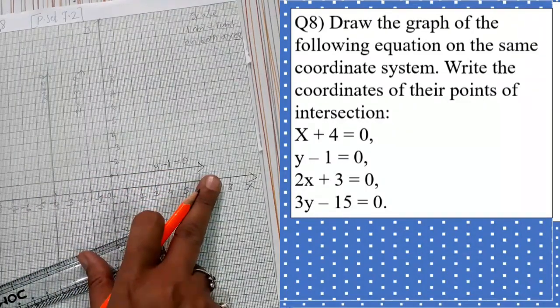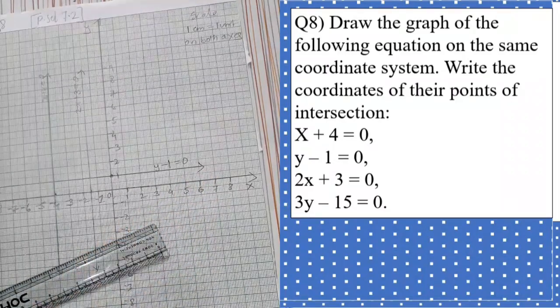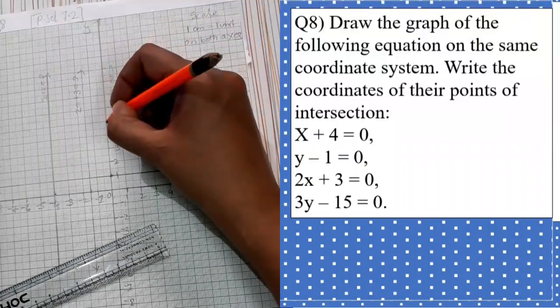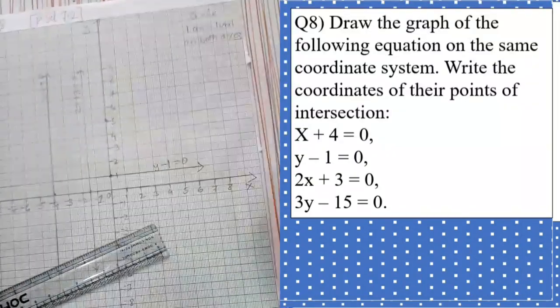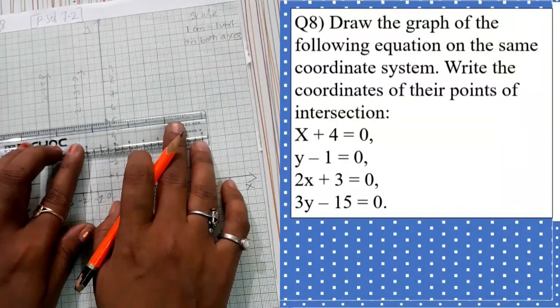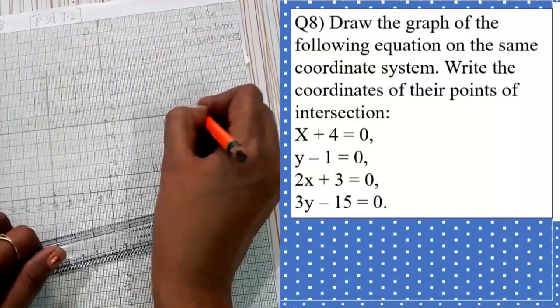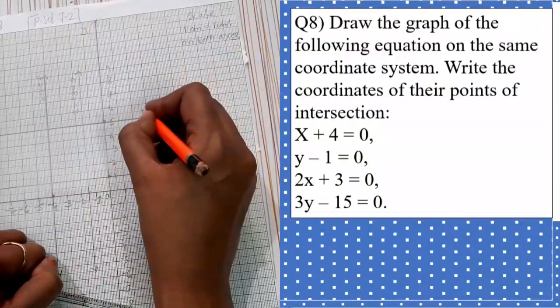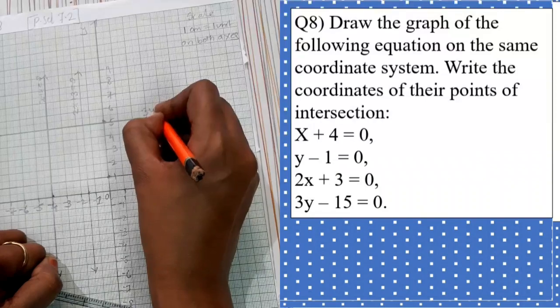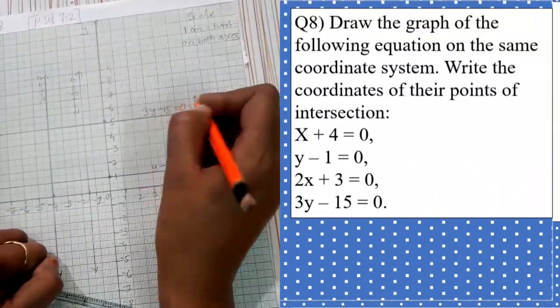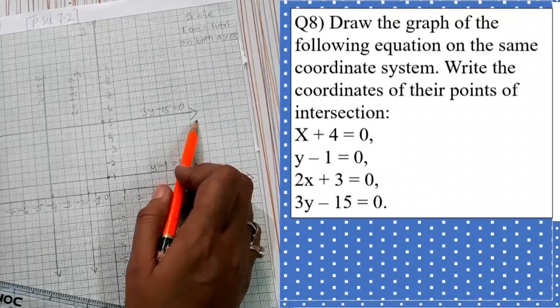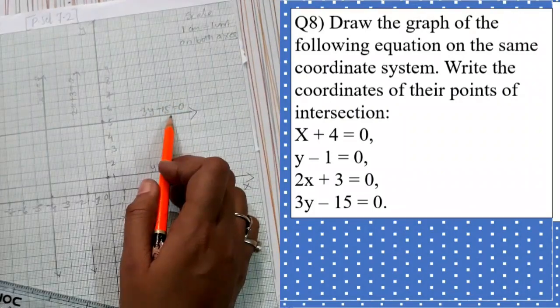And the last one is given: 3y minus 15 equal to 0. So what did the y value become, students? Equal to 5. We got the value of y equal to 5. That is a positive number. Y is given 5 over here. So this again will be parallel to the x-axis. So the equation was 3y minus 15 equal to 0. Whichever line you draw with an equation, that equation should be written on it.